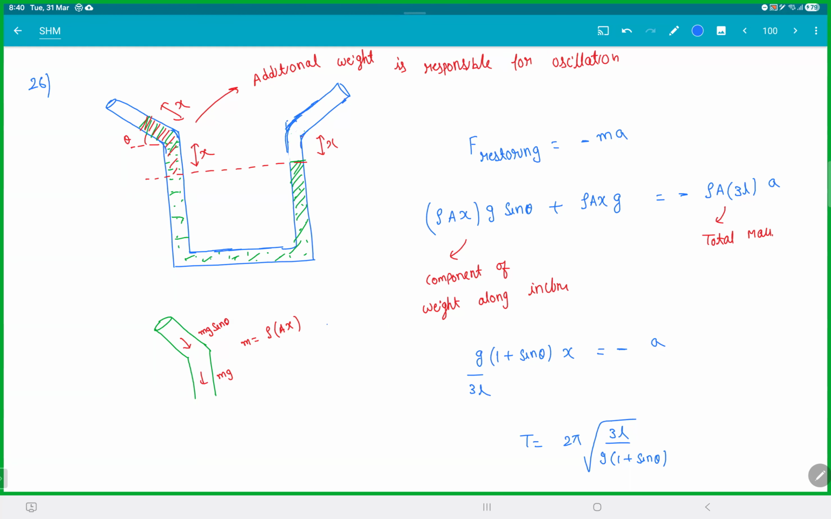But all clear with this? The standard mains question was when theta was 90 degrees. That's a standard question. You just have it like this. That was easy to solve. This I just modified a bit. So whenever you push one side by x, you actually get a restoring force, one on the incline and one on the vertical. Any doubts on this?